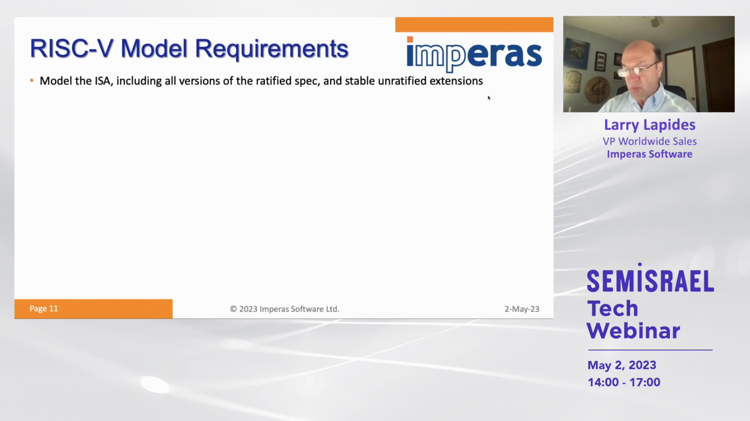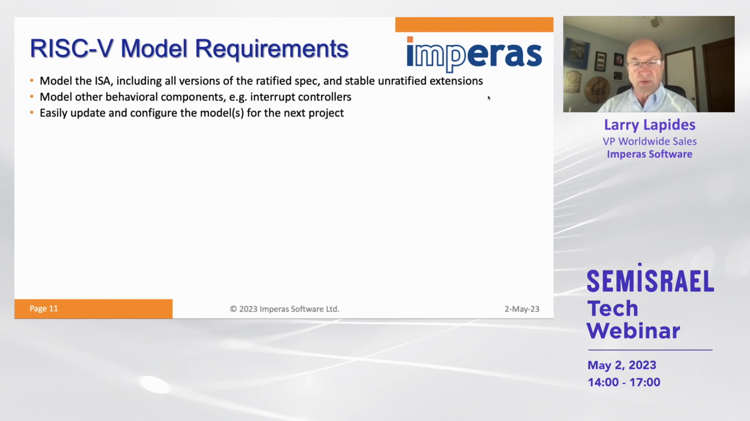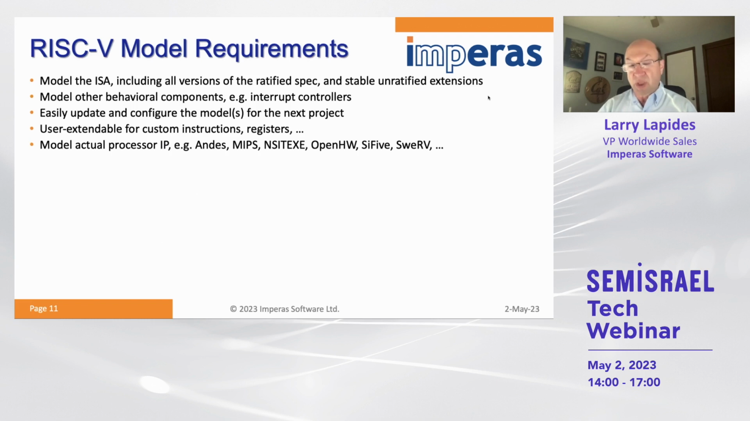So of course, the model needs to support the ISA, including all versions of the ratified spec and the stable and ratified versions. It needs to model the other behavioral components like interrupt controllers. It needs to be easy to update and configure for the next project. It needs to be user extendable for the custom instructions. You need to be able to model the actual processor IP. There needs to be a well-defined test process for the model.